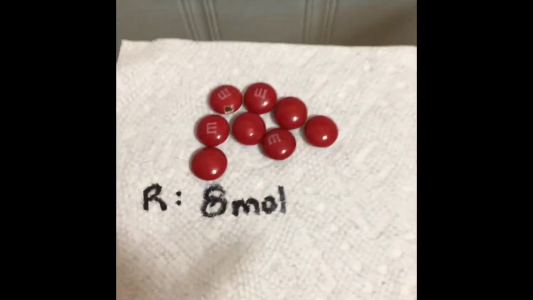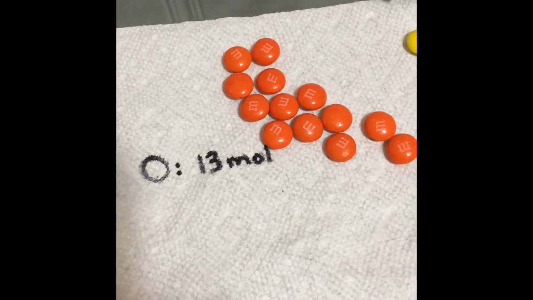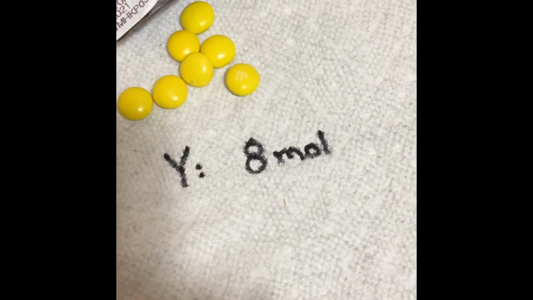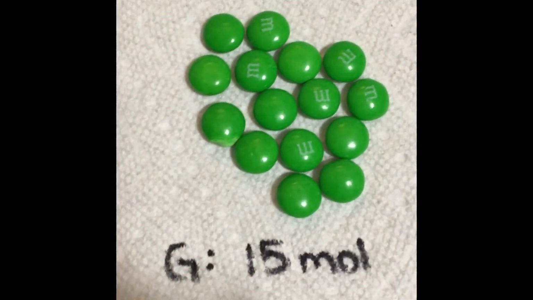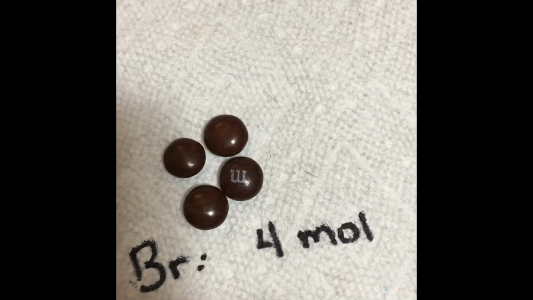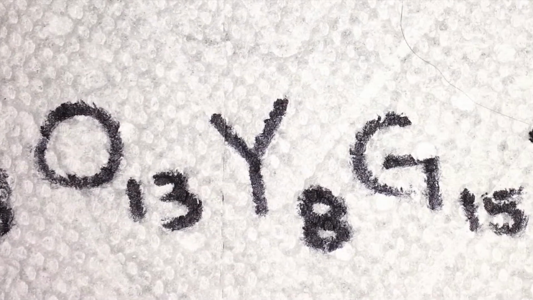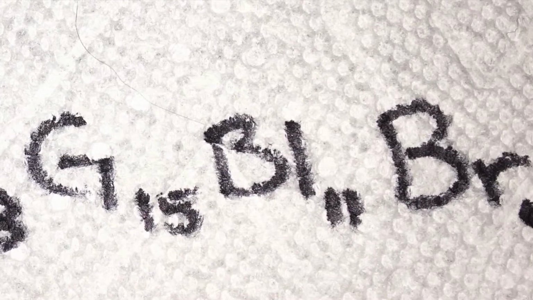So I can write R subscript 8, O subscript 13, Y subscript 8, G subscript 15, BL subscript 11, and BR subscript 4. So that's the empirical formula for the compound in my M&M pack. Next, we're going to figure out the masses of each of these.